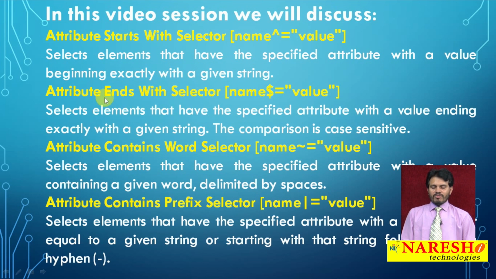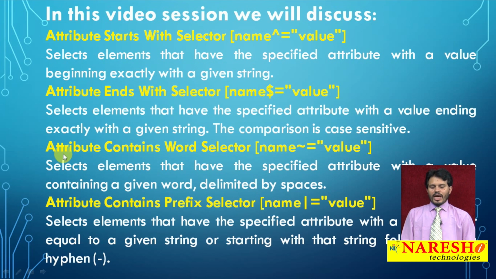And the second one we will discuss is the attribute ends with selector. How to define it? Square bracket, name of the attribute, dollar sign equals to symbol and double quotes value. Means it selects elements that have the specified attribute with a value ending exactly with a given string. Means the attribute contains the value, and whatever value we specify here, the attribute value must end with it, and it is case sensitive, please remember that.